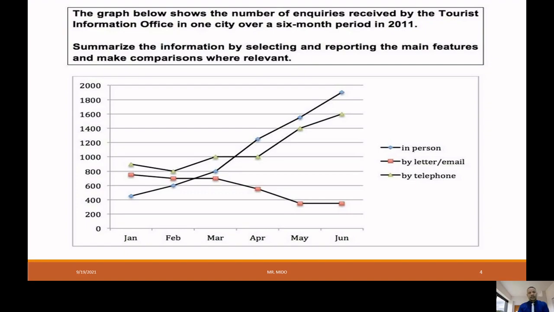And what kind of graph do we have here? This is a triple line graph. Triple line graph means 3 lines in one graph. Okay.